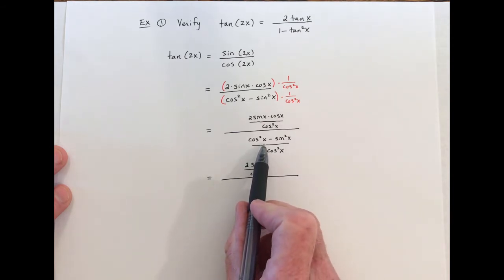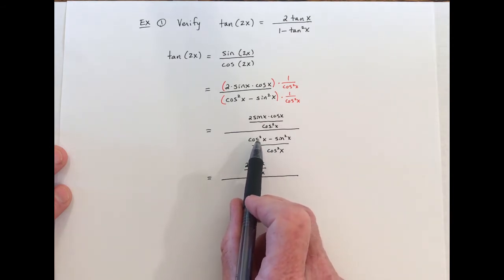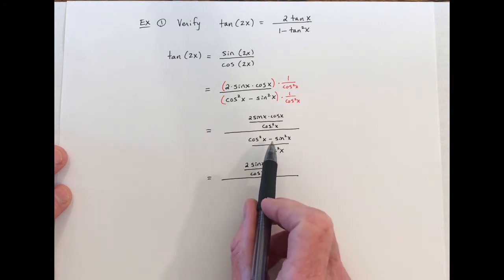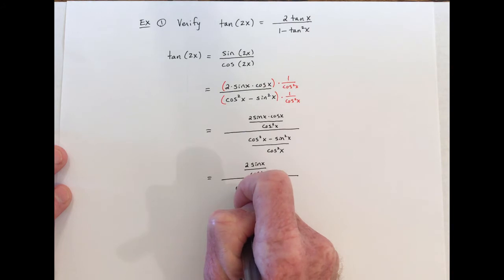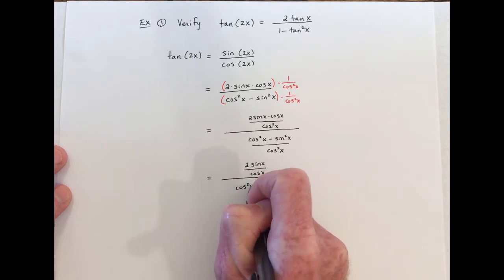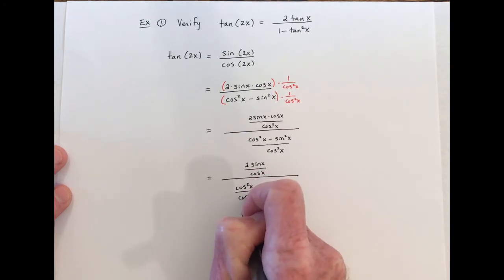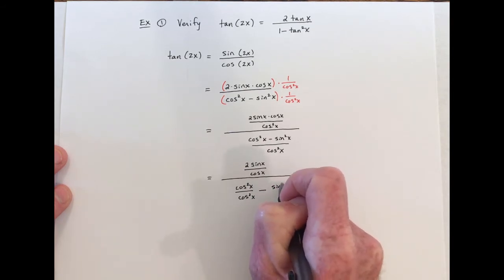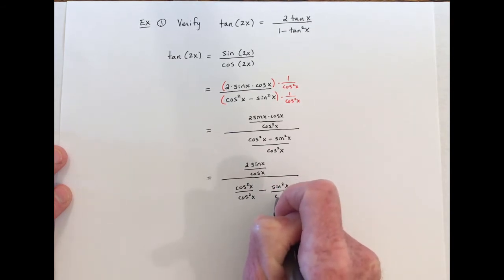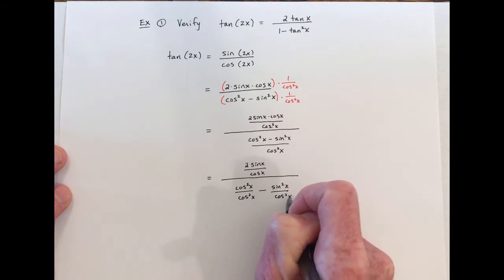And for this, you can break it up into 2 fractions. One is going to say cosine squared over this. The other one's going to say minus sine squared over this. So then there would be cosine squared over cosine squared minus sine squared over cosine squared.